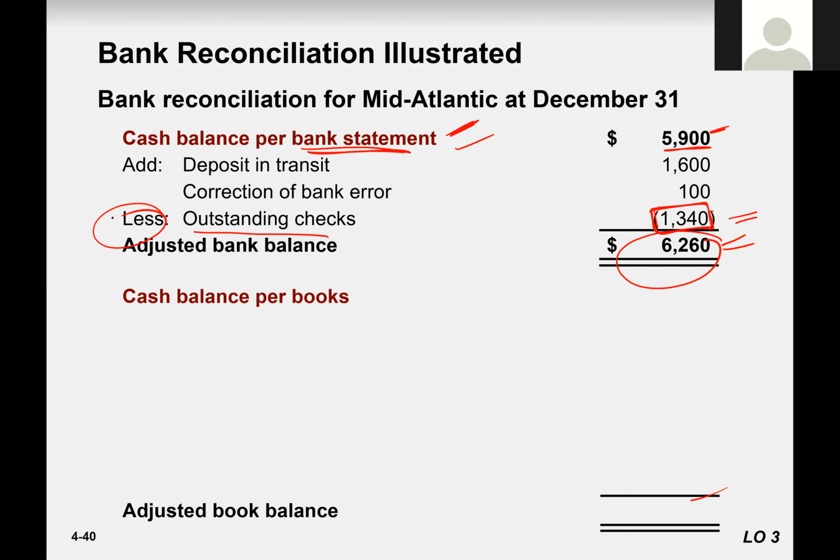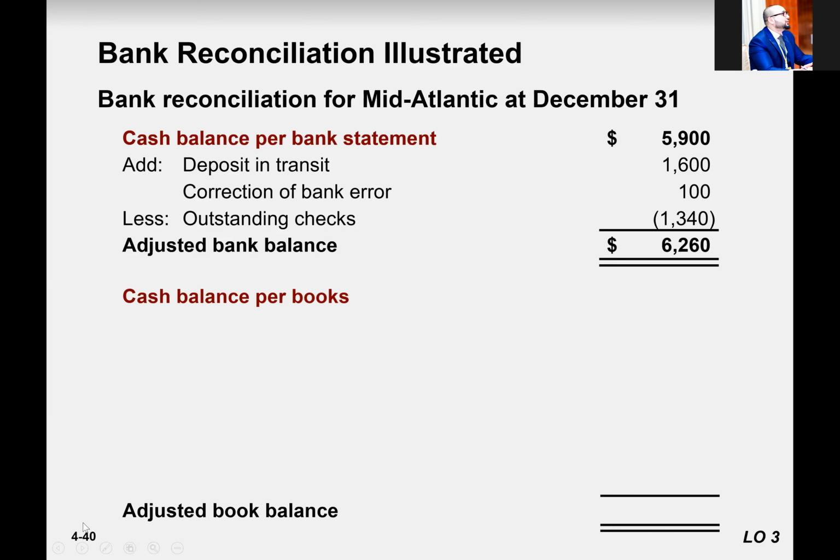How do we know what to deduct and what to increase? Because it's all for the bank. Yes, it's for the bank. So from the bank statement, you add deposits in transit and you reduce the outstanding checks. That's it. What about bank errors? How do we know? Is it always that we increase it?